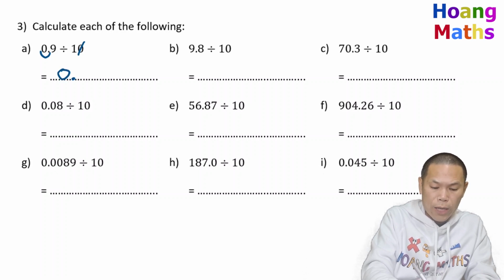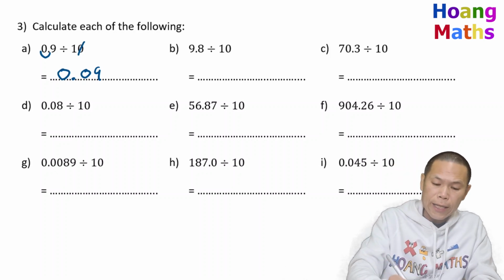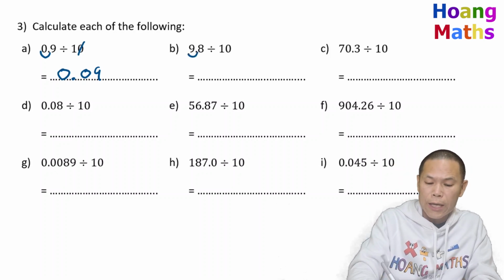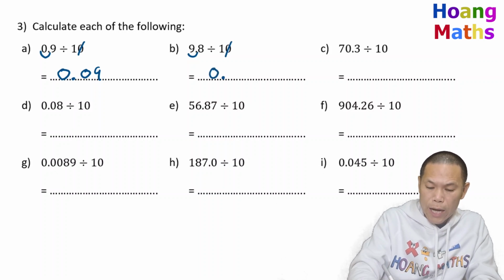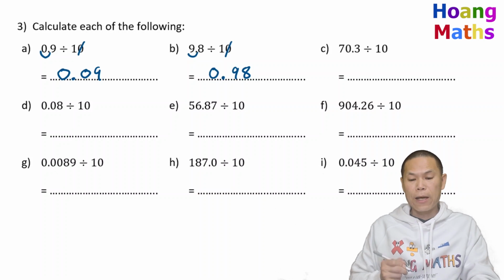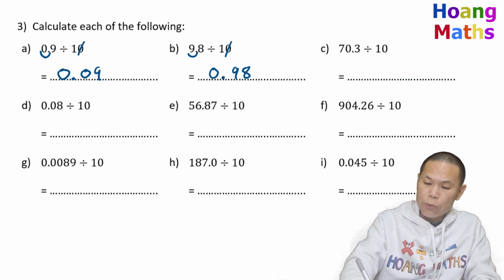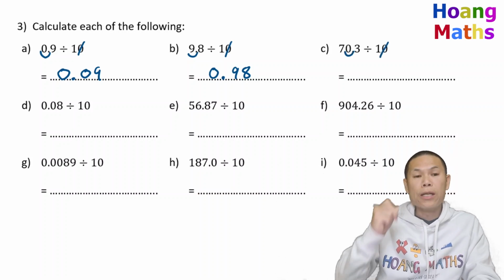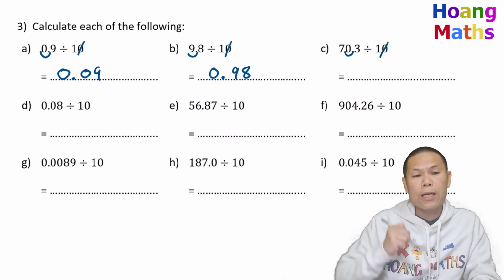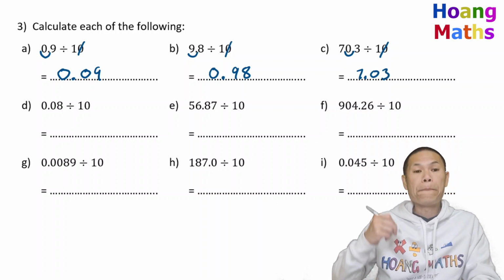So 0.09. And 9.8 divided by 10, which is move 1 unit to this side here. This is cancelled. So that becomes 0.98. Part C, 70.3 divided by 10. So we just move 1 unit to this side. We cancel the 0. 7.03 divided by 1. So the answer is 7.03.